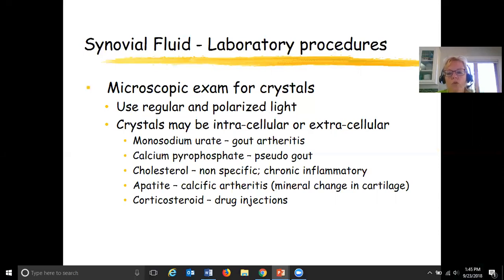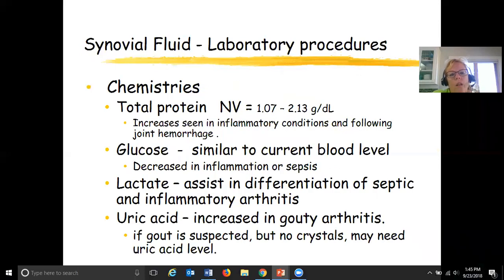You may see cholesterol crystals. You may see apatite or calcific arthritis. So there's a change in the cartilage. And you may see drug injections. You may see drug crystals.